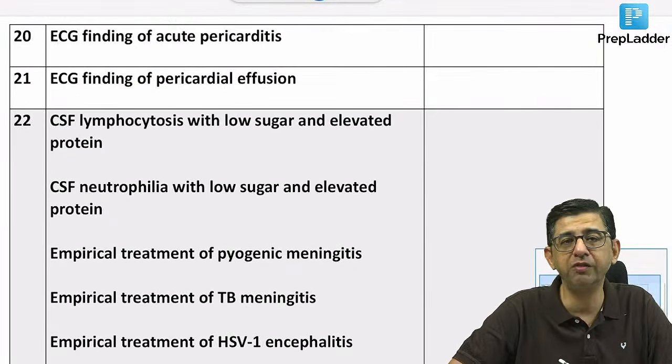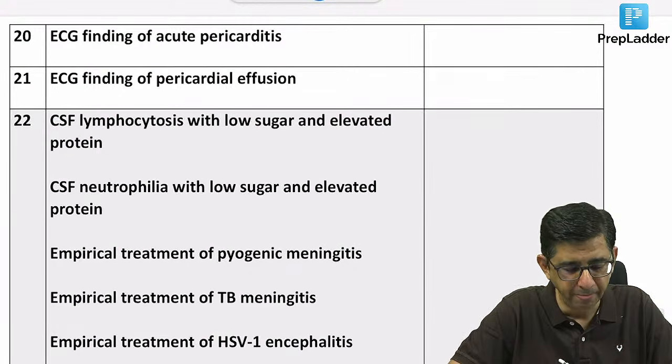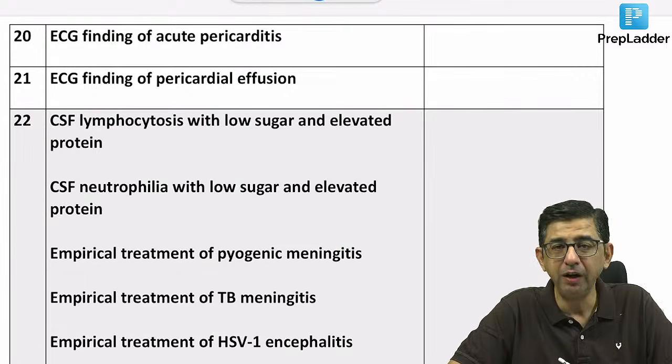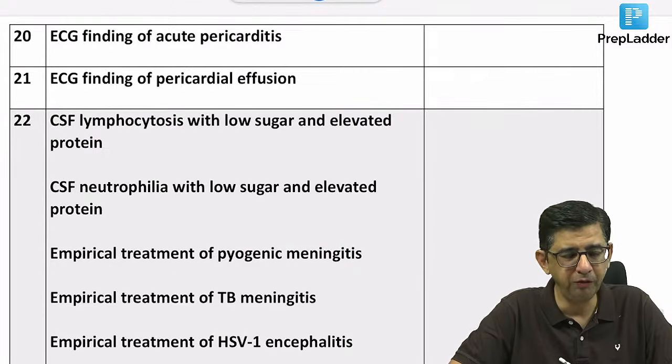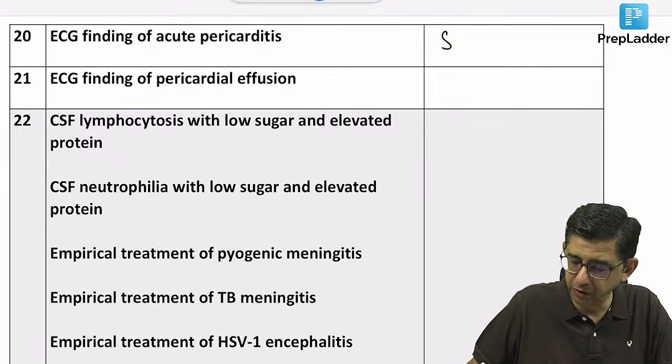What is the ECG finding of acute pericarditis? Hit the comment button. What is the ECG finding in acute pericarditis versus a pericardial effusion? You can be answering the two of them simultaneously as well. Yes, ST elevation. Your answer would be simple.